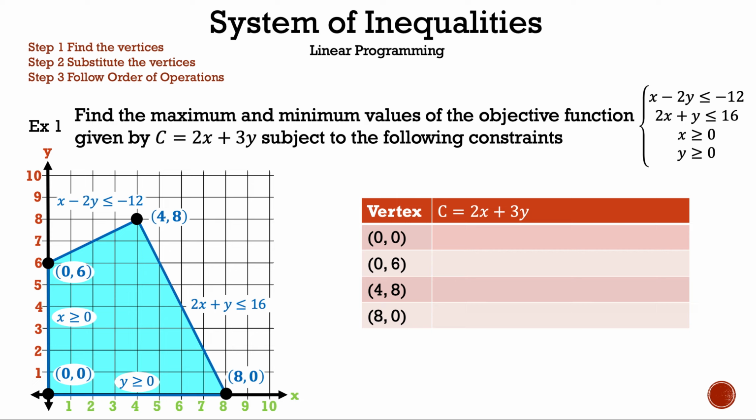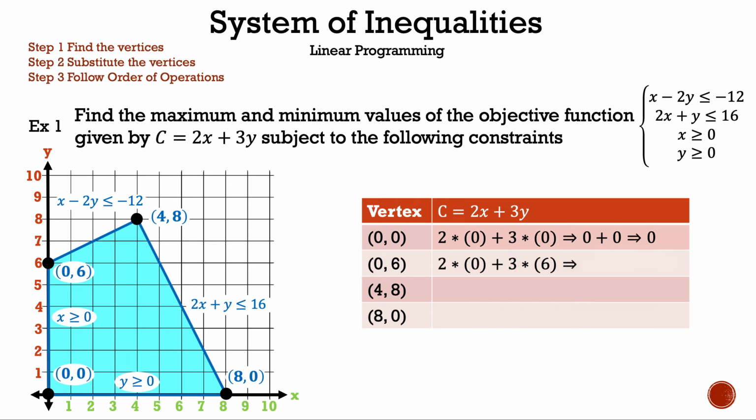Next, we have to substitute each vertex into the given equation. C is equal to 2x plus 3y. Let's start with (0, 0). So now we have 2 times 0 plus 3 times 0, which is 0 plus 0, and the result of that is 0.